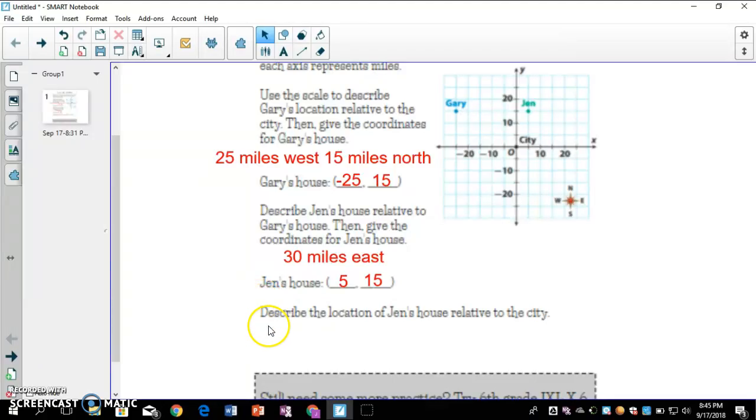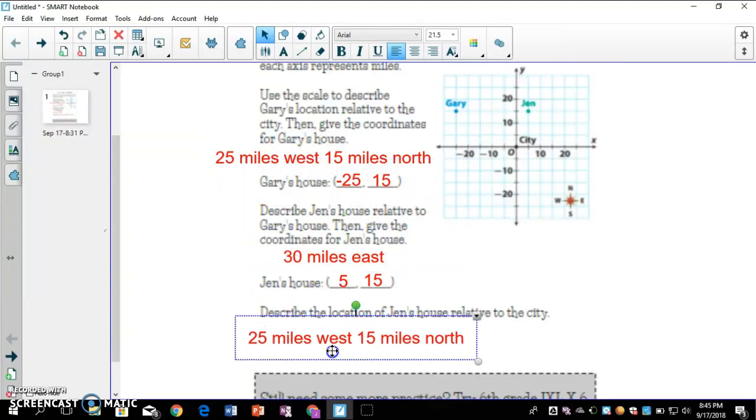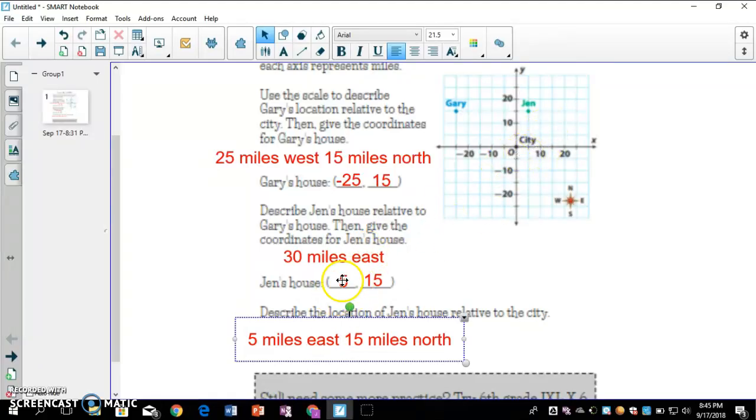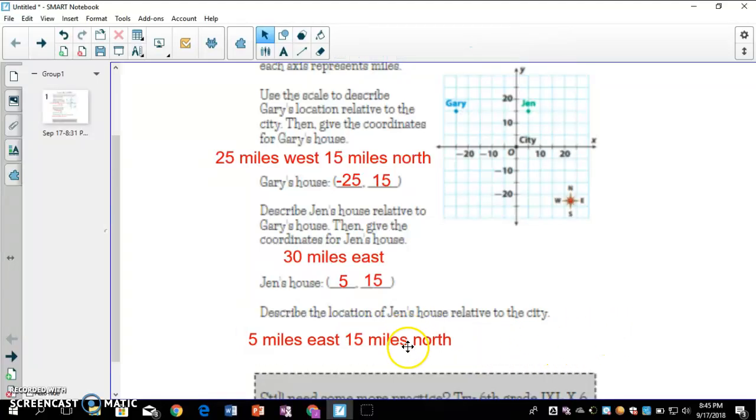Now the last thing it asks us to do is to describe the location of Jen's house relative to the city. That's basically what we did with her coordinates. We're going to say that we go 5 miles to the east, because that's how we got that 5 as our x coordinate. So we go 5 east, and I'm using the compass to help. Then we go 15 north, so 15 miles north. And so we're already good there.